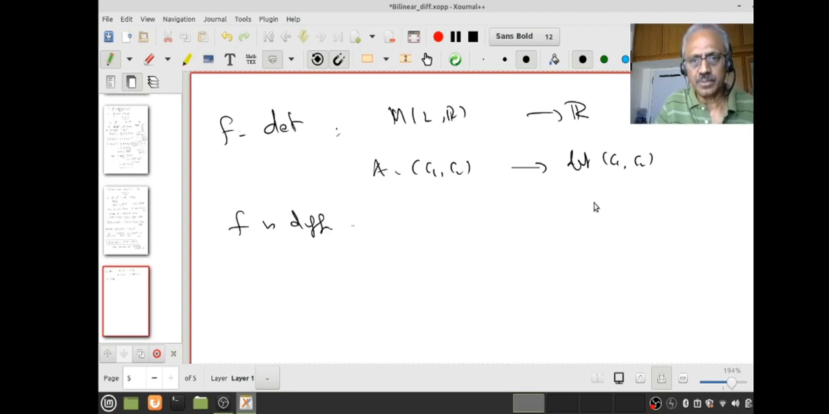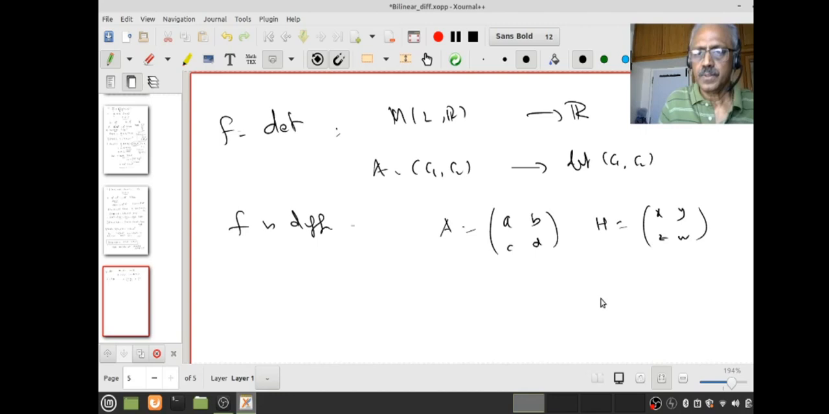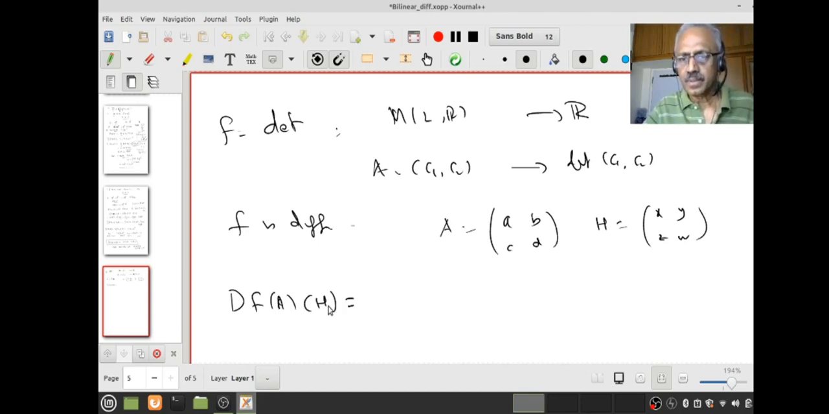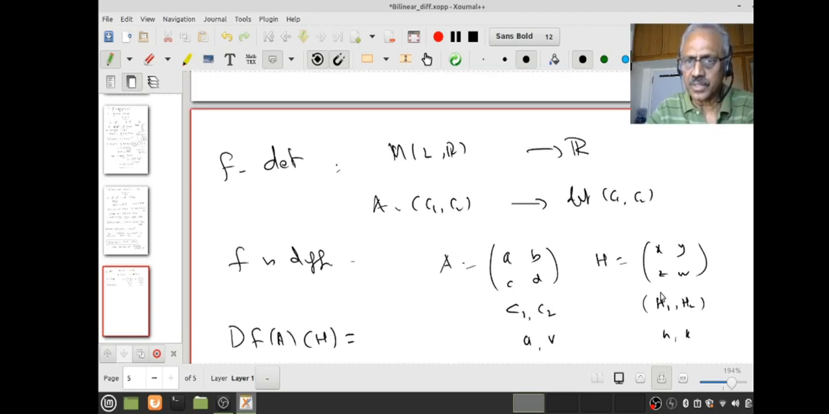Therefore, it's differentiable. Therefore, if A equals, let us say, (a, b; c, d), and my increment H is (x, y; z, w), then I know what is D of A acting on H. Don't get confused. This is C1, this is C2, this is H1, H2, column 1, column 2. You understand that? Therefore, if you want, this is your u, this is your v, this is your h, this is your k, keeping the earlier notation.